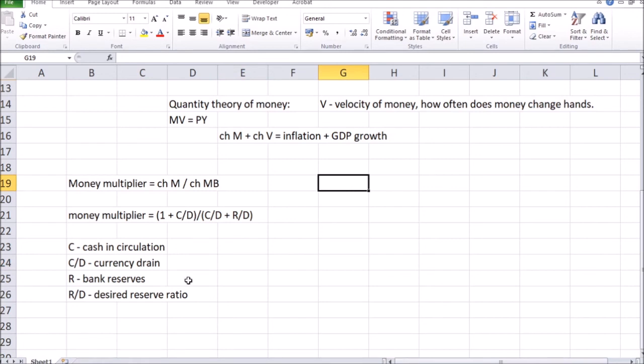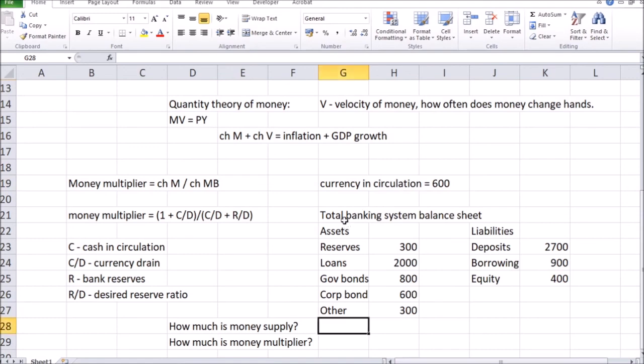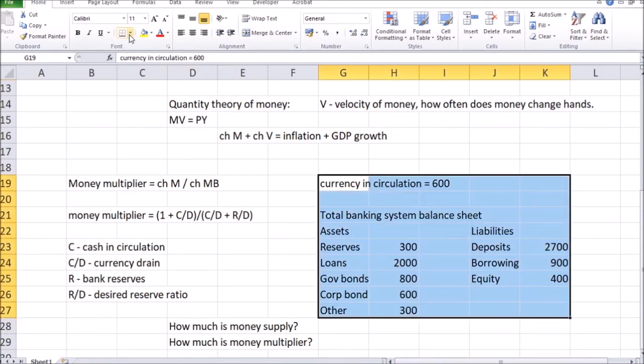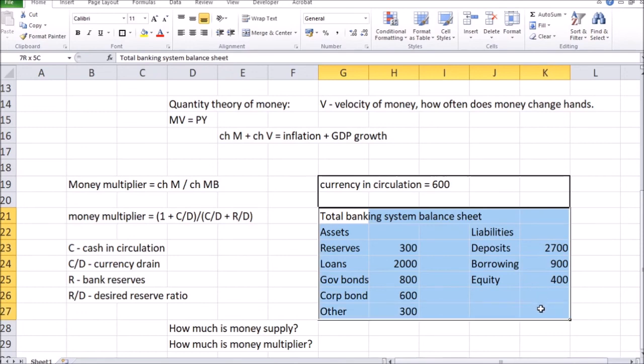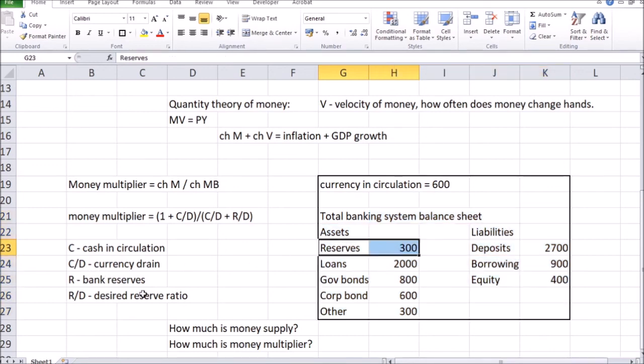Of course, I can give you different examples to try to calculate things using this formula. So let's say you have this example over here. Let's highlight that with this table. Currency in circulation is 600 billion, million, whatever it is. There are many banks in the country, but the total balance sheet of all of the banks in the country looks like this, let's say. So you have all the things that you need. R for reserves is over here, D for deposits is over here, and currency in circulation, cash, is over here.